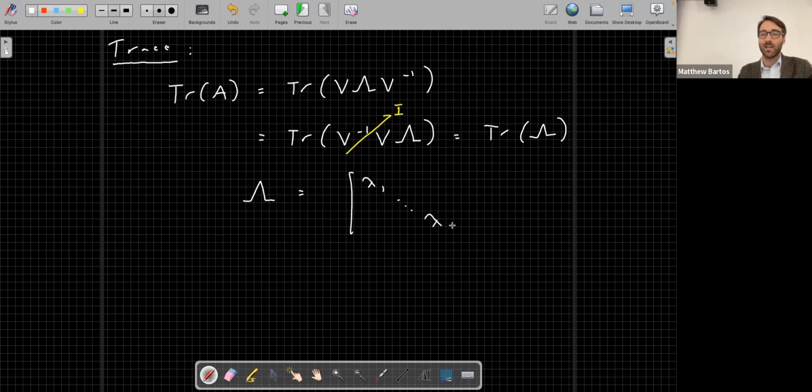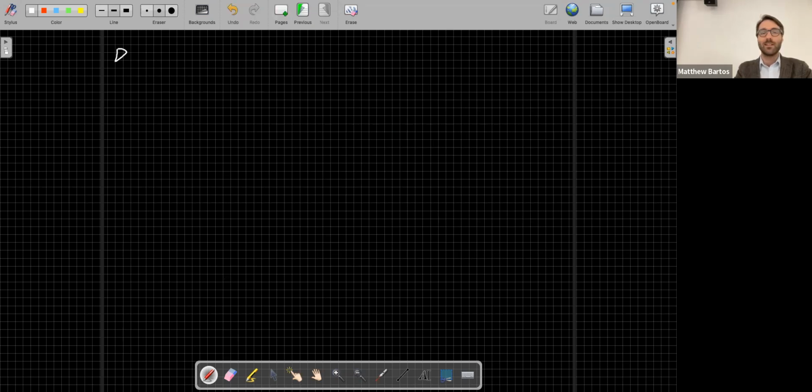So what does this imply about the trace? Right. The trace is the sum of the eigenvalues, which is really interesting. It's not something you would expect just looking at the matrix, that the sum of the eigenvalues is the same as the sum of the diagonal elements, but it turns out to be true. Okay, similarly, let's take a look at the determinant.